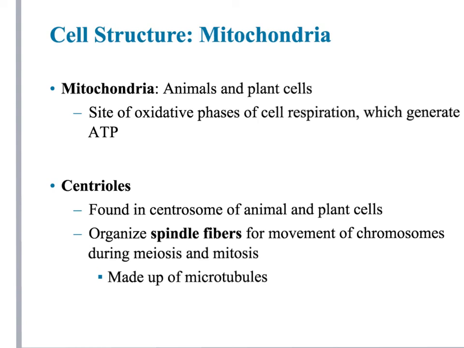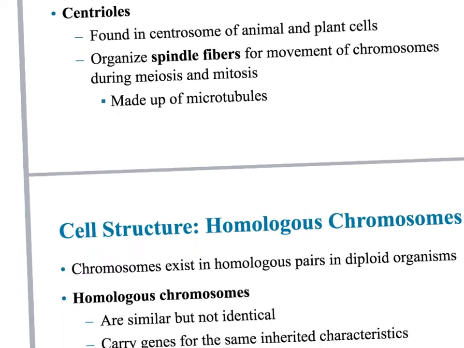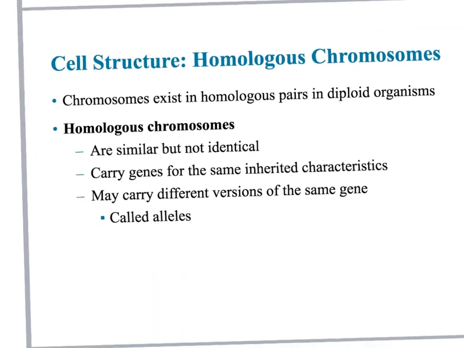And then we have centrioles, which are also an organelle inside the cell, and the centrioles are found in the centrosome of animal and plant cells. They organize the spindle fibers for movement of chromosomes during mitosis and meiosis. So they're going to have a really big part in the rest of our lecture. And the centrioles are made up of microtubules, so they're structural components too.